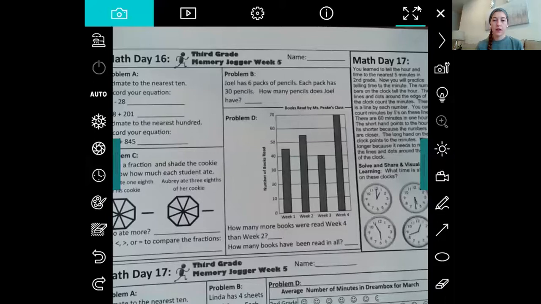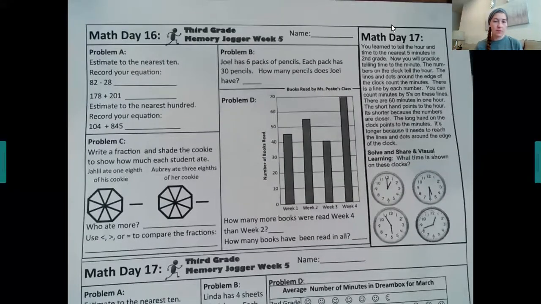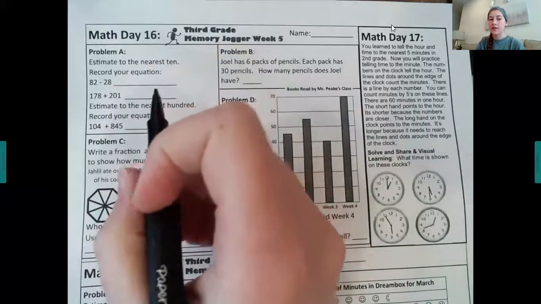Hey, it's Miss Muller, and we're going to look at the Week 5 memory joggers, which start on day 16. So I'm going to pull it up to show you. All right, so it looks like this in your packet. And so if we look at problem A, it says estimate to the nearest 10.